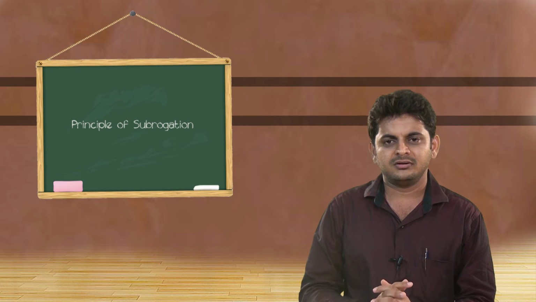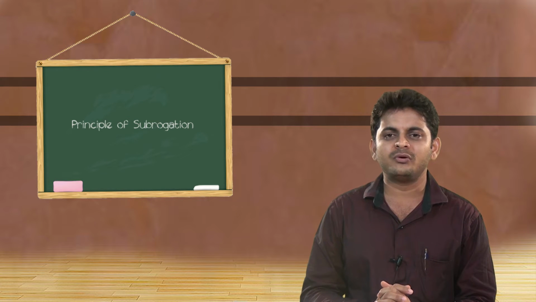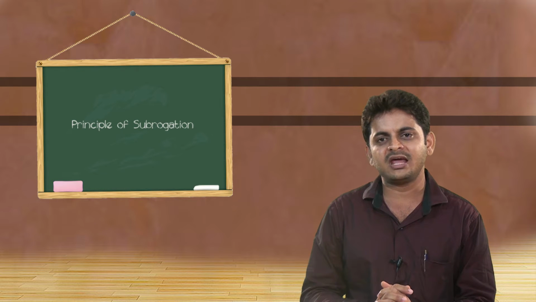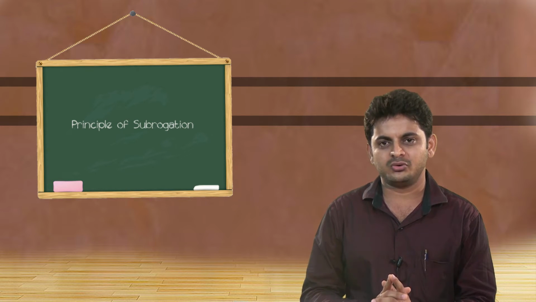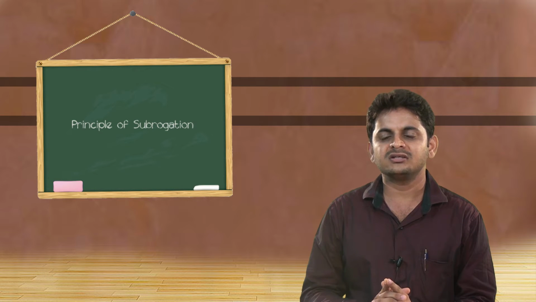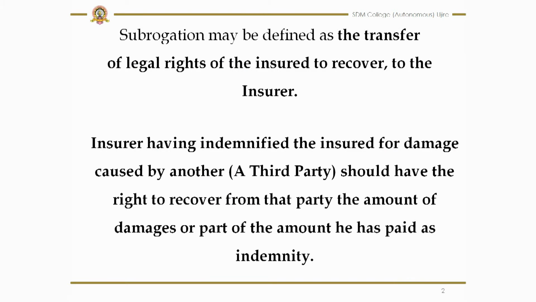As I said, the insurance company is liable to pay only the actual loss, not more than the actual loss, and the insurance company can pay the actual loss or the sum assured, not more than that. If the actual loss is more than the sum assured, the sum assured will be paid. If the actual loss is lesser than the sum assured, only the actual loss will be paid.